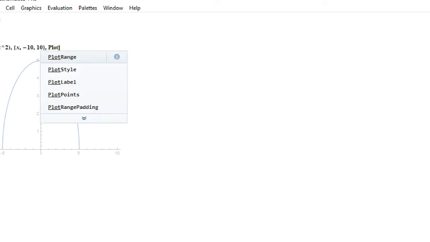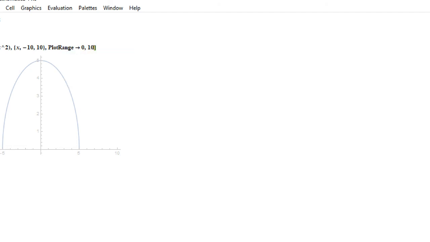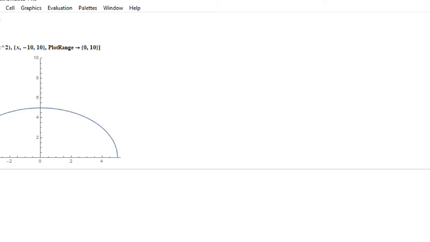Plot range is going to be from 0 to 10 as well. Oops. Close the brackets, start the brackets. There we go. Anyway, it's half a circle. I can't quite get the scales to work perfectly, but we're looking at half a circle. So how do I get the second half of the circle?